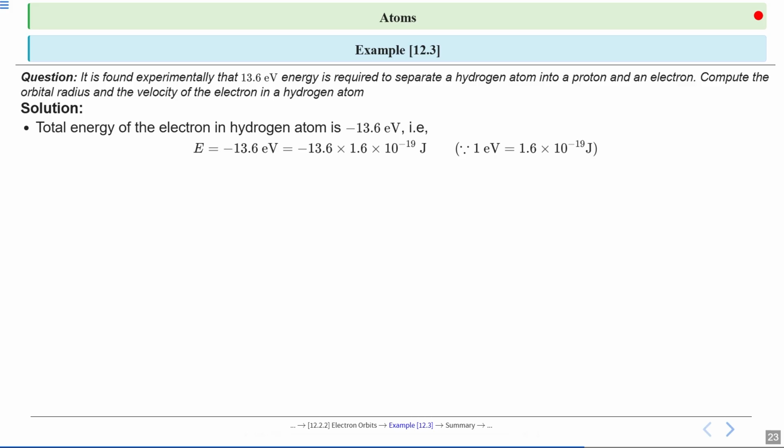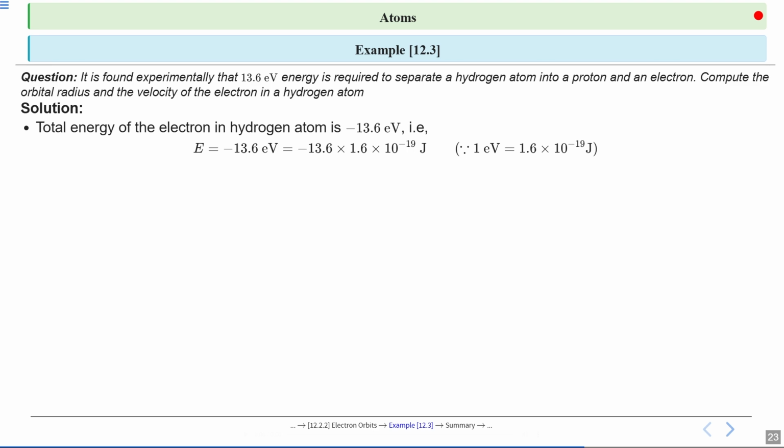Since joules are the standard SI unit for energy, 1 electron volt is 1.6 times 10 to the power minus 19 joules. So multiplying 13.6 by 1.6 times 10 to the power minus 19 joules will give us the energy in joules. Okay, so why have we taken the electron energy as minus 13.6 electron volt?